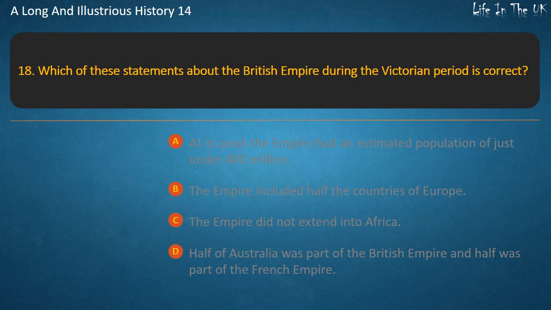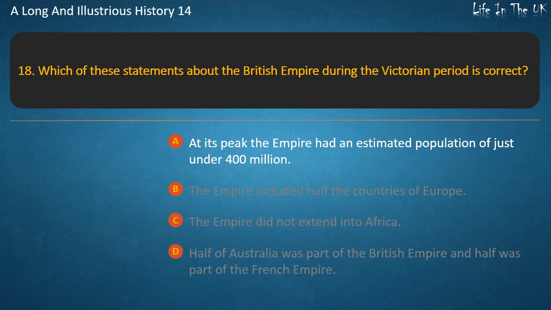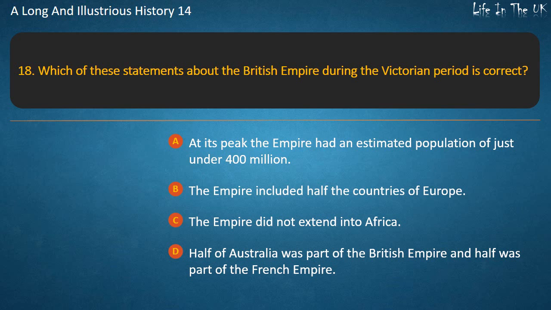Question 18. Which of these statements about the British Empire during the Victorian period is correct? At its peak, the empire had an estimated population of just under 400 million. The empire included half the countries of Europe. The empire did not extend into Africa. Half of Australia was part of the British Empire and half was part of the French Empire. Answer. At its peak, the empire had an estimated population of just under 400 million.